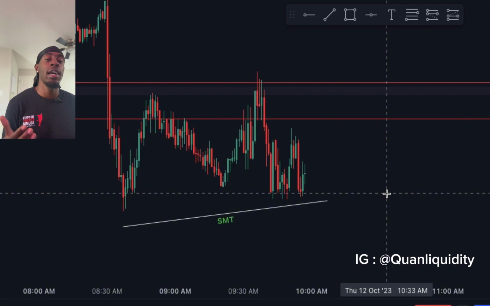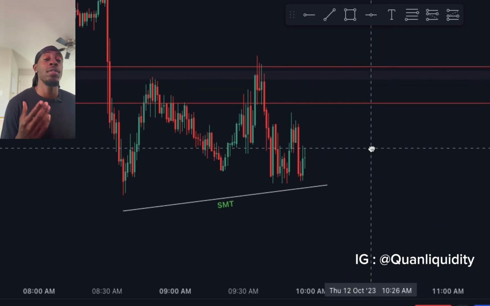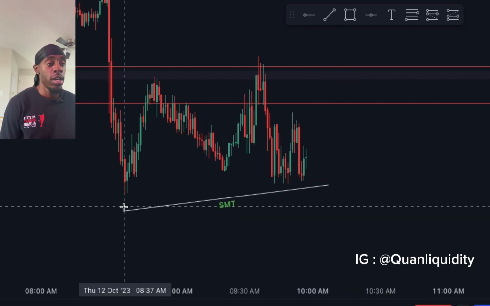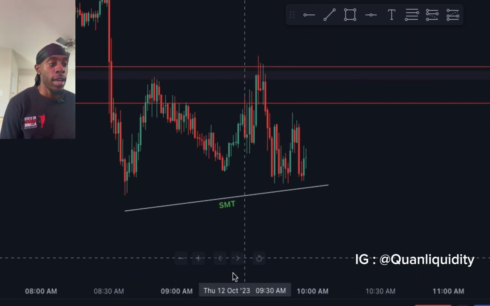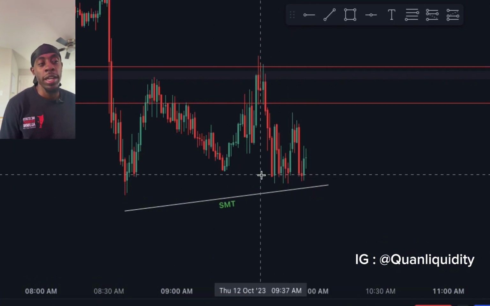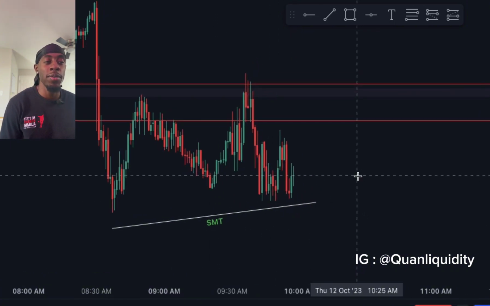I'll break all these things down if you don't want to go to ICT stuff. I'll also leave the links to those as well. But in this case, SMT was very, very important today. So as you can see here, we got the SMT. And then I was starting to look for entries here. I couldn't really find one that matched my entry model.